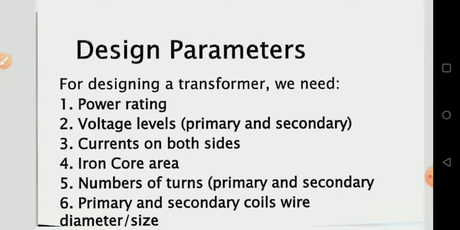Now some design parameters of the transformer are power rating and voltage level: what is the primary voltage and what is the secondary voltage. It means whether this transformer is a step up or step down transformer, which type of transformer we want to design. Next are the current on both sides, iron core area, number of turns, primary and secondary coil wire, the diameter and size of the coil, and the turn ratio between the primary side and the secondary side.